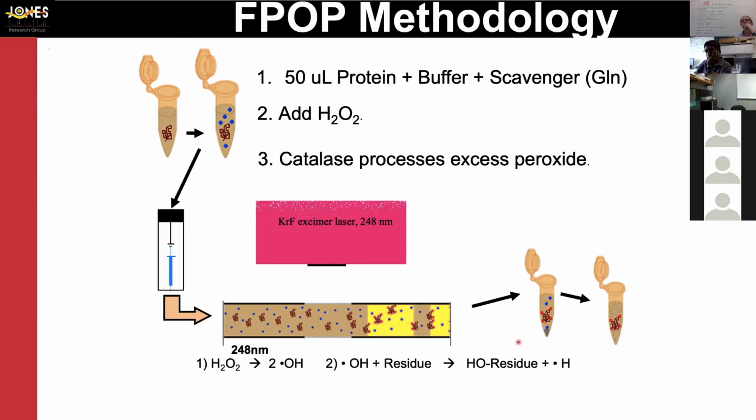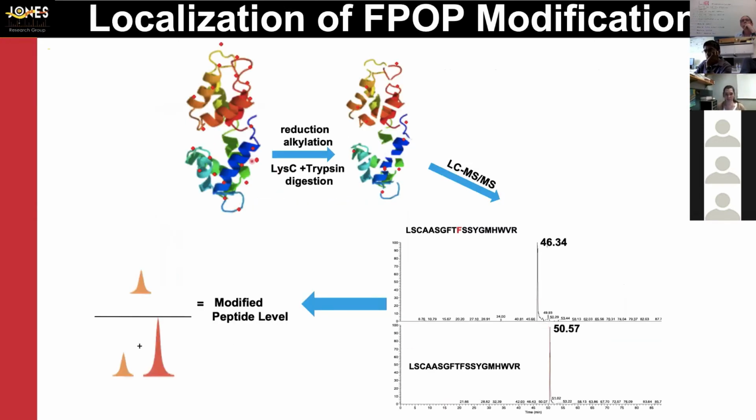Once the reaction is done, the sample is collected in tubes that contain catalase, which quenches excess hydrogen peroxide, and methionine that quenches excess OH radicals. And so at this point, we do want to localize where the modifications are. So we do digestion with trypsin. Sometimes we use LysC coupled to trypsin into peptides, and then we do our LC-MS analysis.